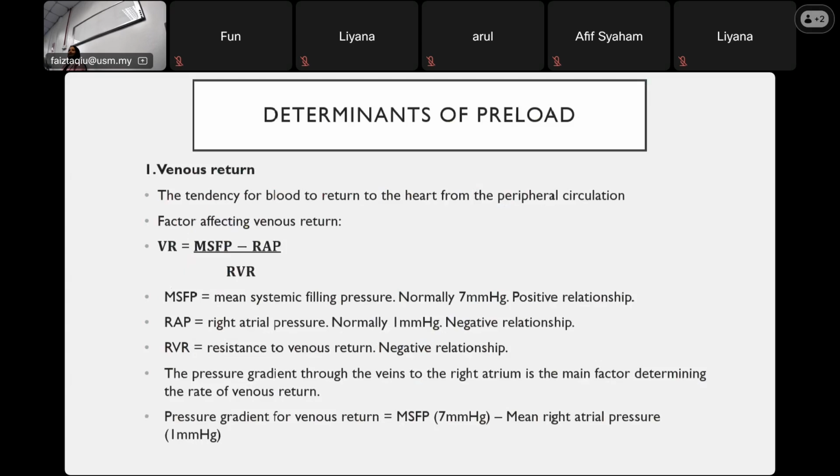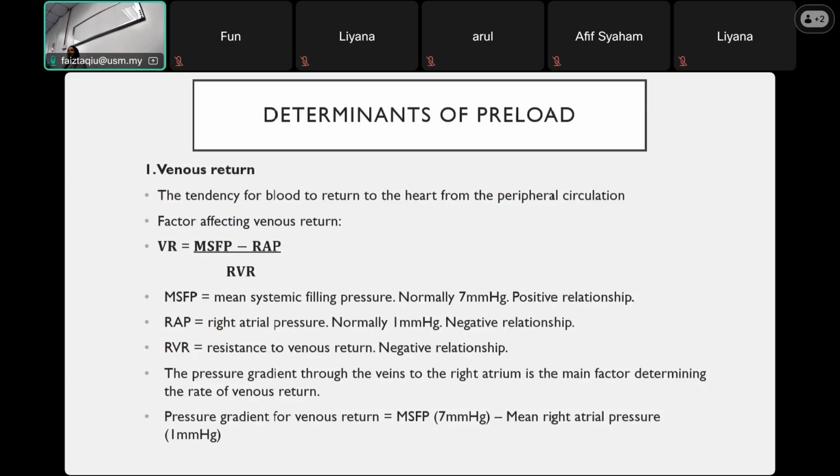So first is the venous return. Venous return is the tendency of the blood to return to the heart from the peripheral circulations, and the factors that affect the venous return. We have the equation for the venous return equals the mean systemic filling pressure minus the right atrial pressure, divided by the resistance to the venous return. This follows Ohm's law. The mean systemic filling pressure normal value is 7 mmHg. For the right atrial pressure, it is normally 1 mmHg.